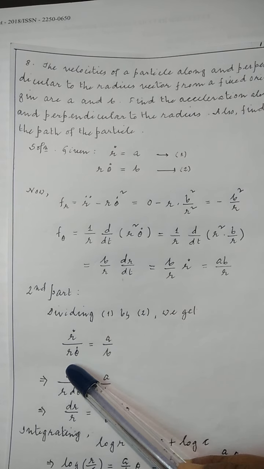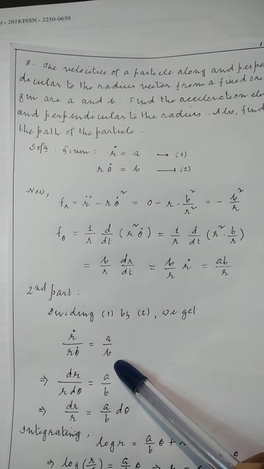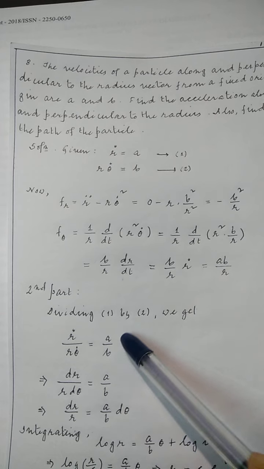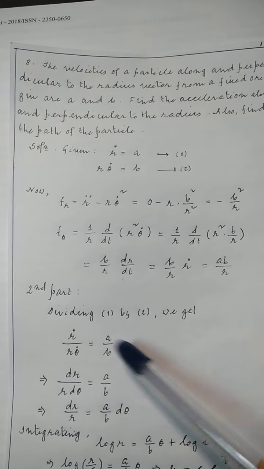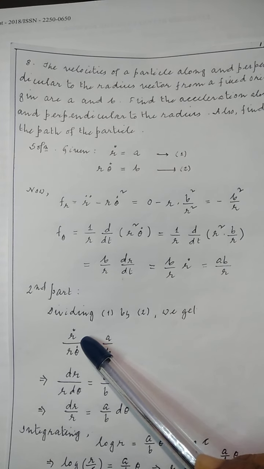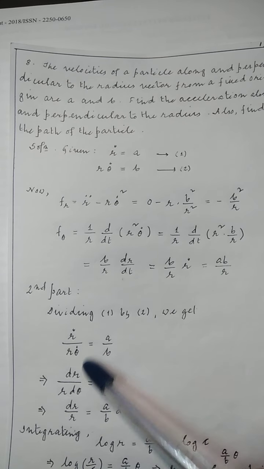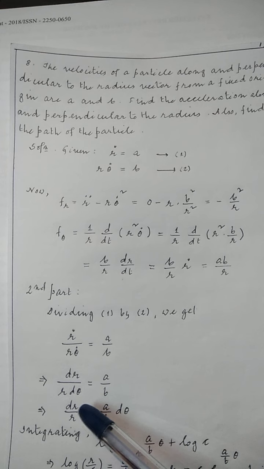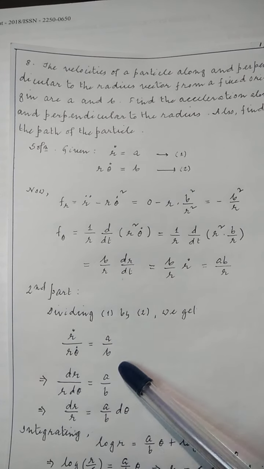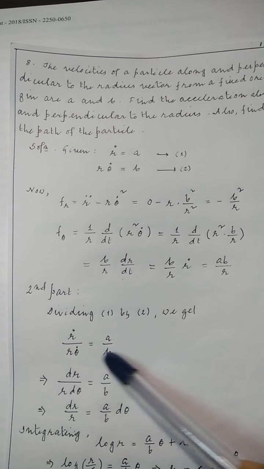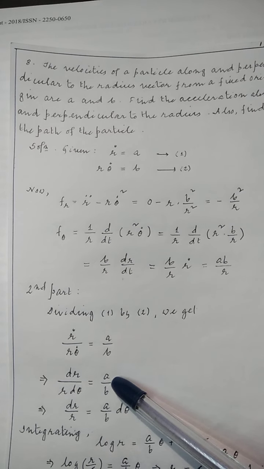It is r dot by r theta dot is equal to A by B. So you are getting a differential equation involving two variables r and theta. So r dot means what? It is dr by dt, and theta dot means d theta by dt. So if you simplify this one, from this what we can write? It is dr by r d theta is equal to A by b. So we have to solve this equation by the method of separation of variables.